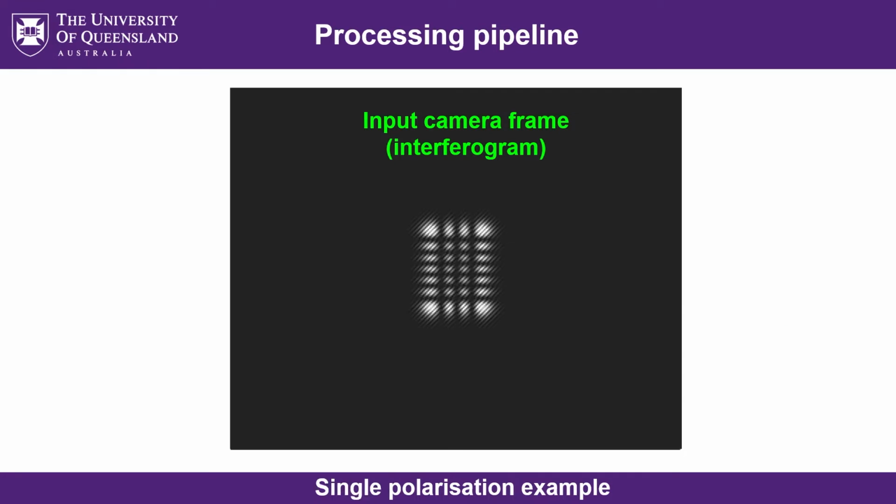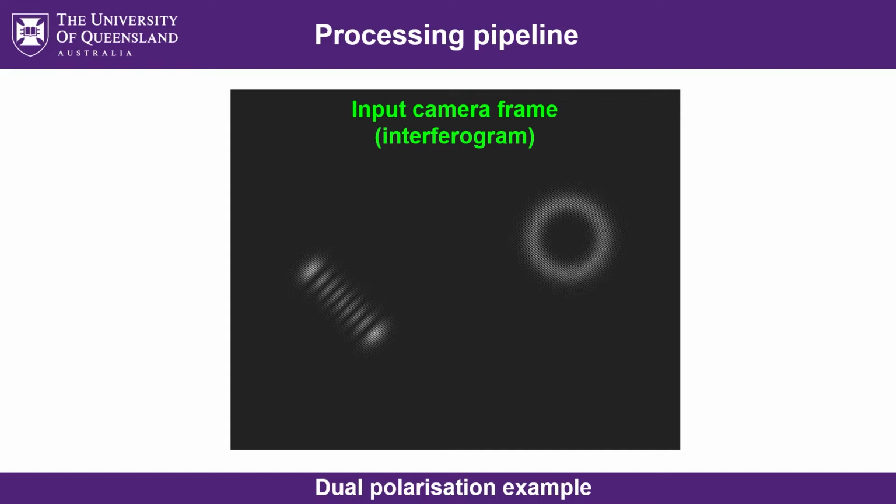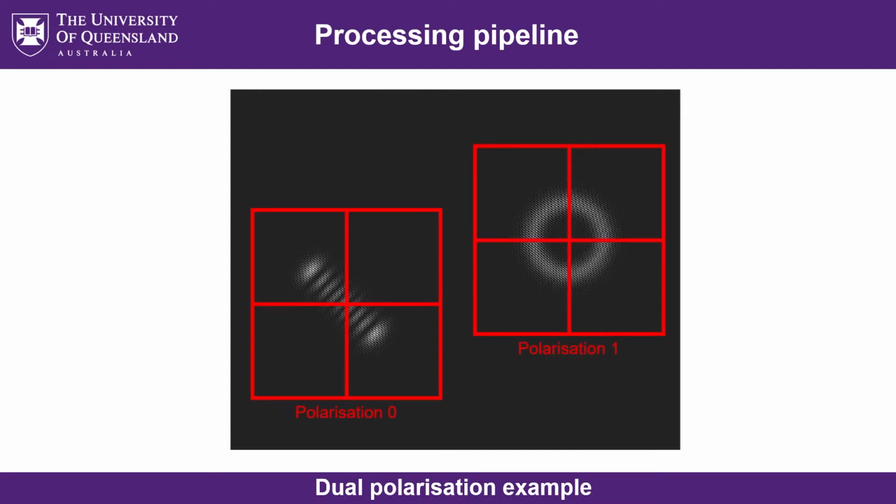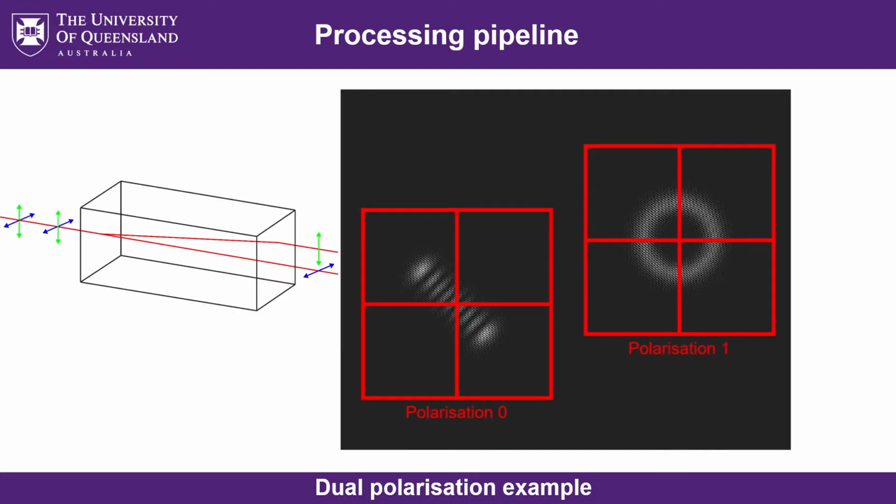The software supports both single polarization and dual polarization modes. The example I'll be showing is for this polarization diverse case, where our camera frame actually contains two interferograms, one for each polarization component. So in the lab, this typically means we've got something like a Wollaston or a calcite beam displacer installed so that we can split up the object wave into the two orthogonal polarizations and analyze both.